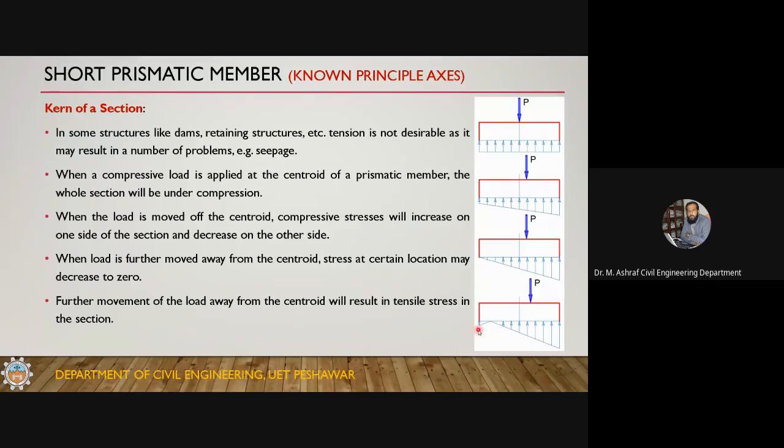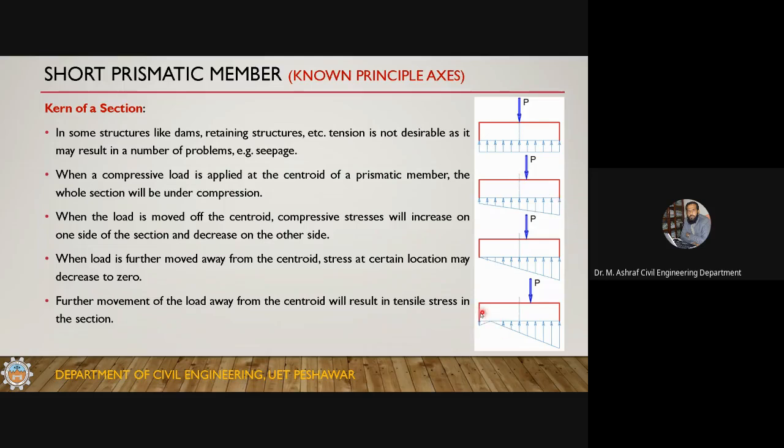Tensile stresses will be produced in the member. Just like you can see, there are some tensile stresses. This is the neutral axis, and there are tensile stresses in the member. Now, in some structures like dams and retaining structures, tension is not desirable. We don't want to have any tension in the member.